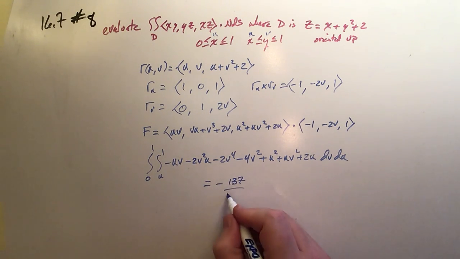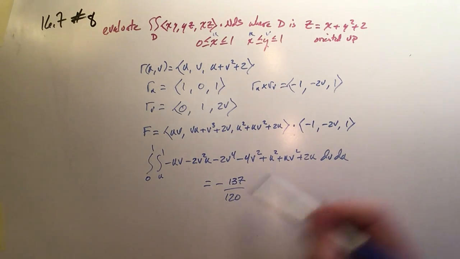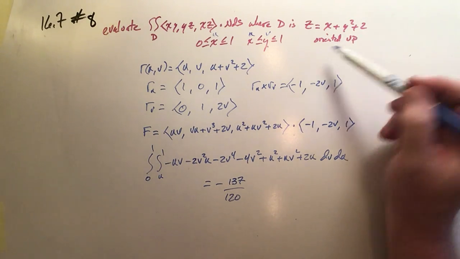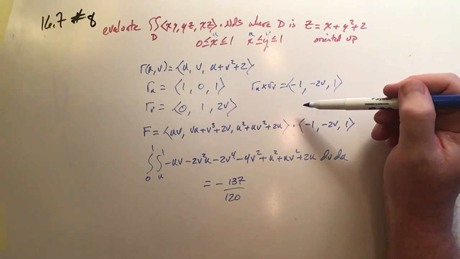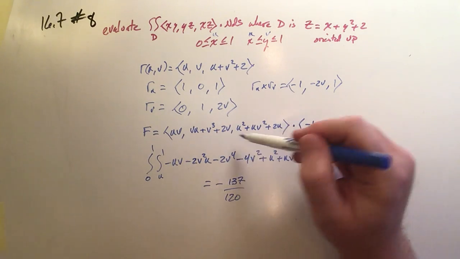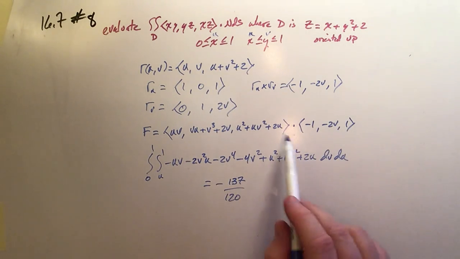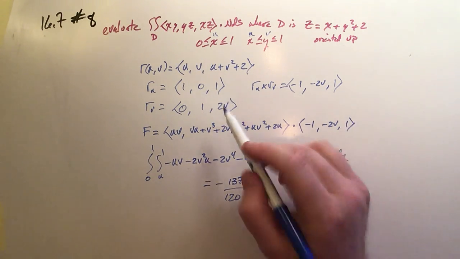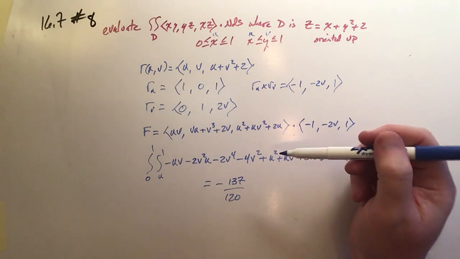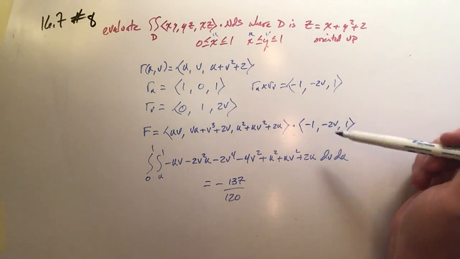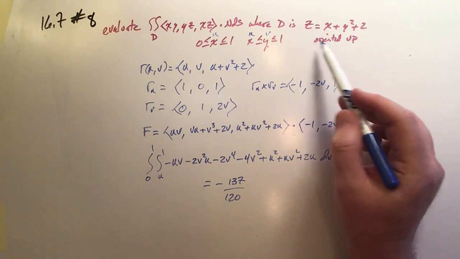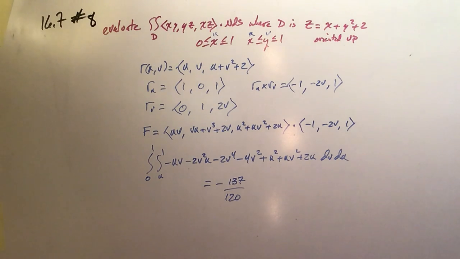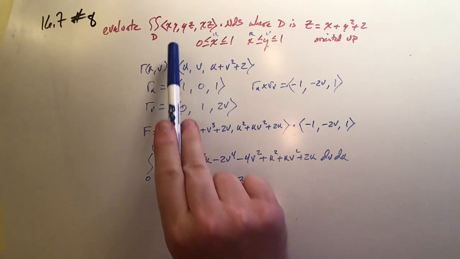-137 over 120. And what does it mean that the flux is negative? Well, we were looking at how it went through this surface oriented upward, and it turns out the vector field is fundamentally directed downward at that point. So what that means, and you can see a lot of that came as a result of the dotting, is we got a lot of negatives in here. So what that means is that the net field actually points in the opposite direction from the orientation of our surface. So more of the field is going backwards through it than forwards through it, and that's why I ended up with a negative result for evaluating the flux.